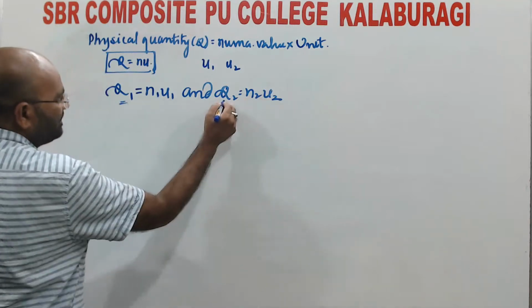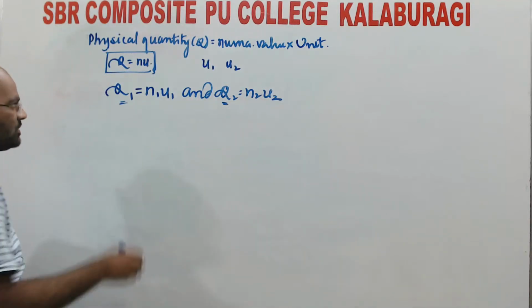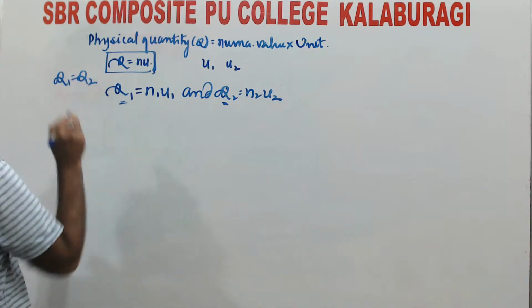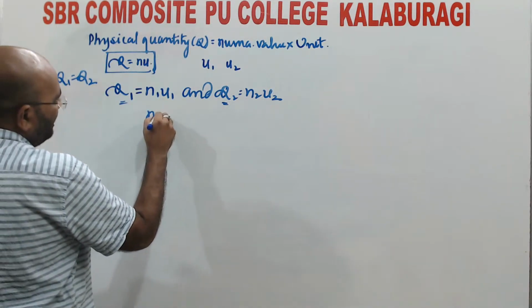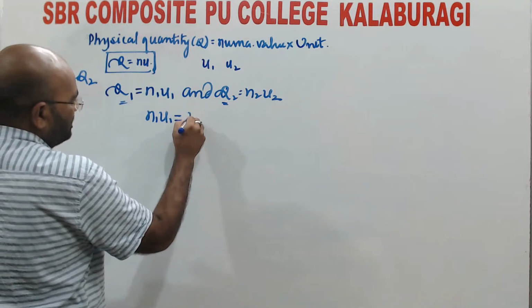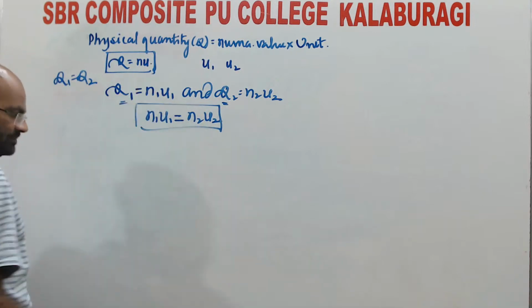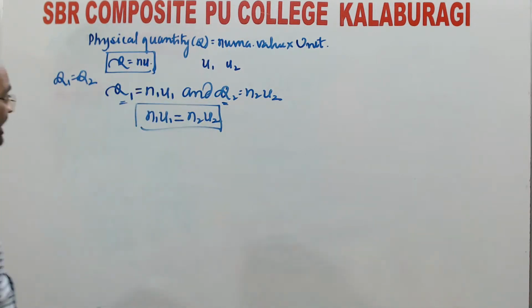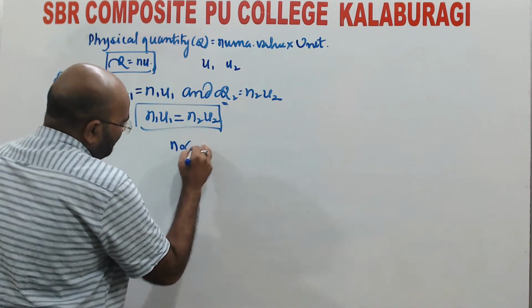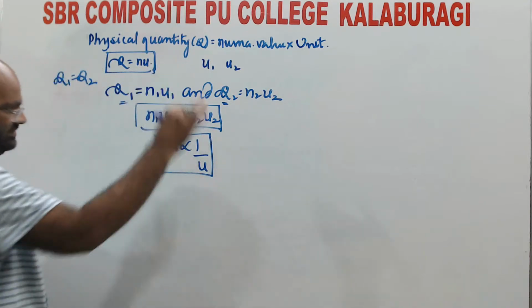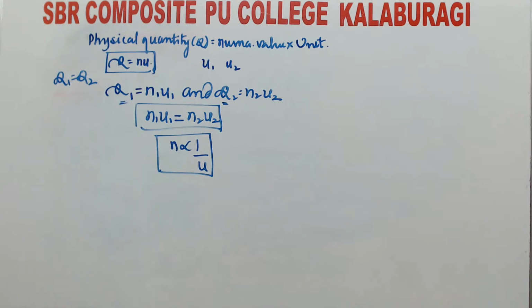For comparison of these two similar quantities, what do we get? Q1 is equal to Q2. Then we can write this as N1 U1 is equal to N2 U2. From this relation, we can also come to know that number is inversely proportional to unit. Okay?